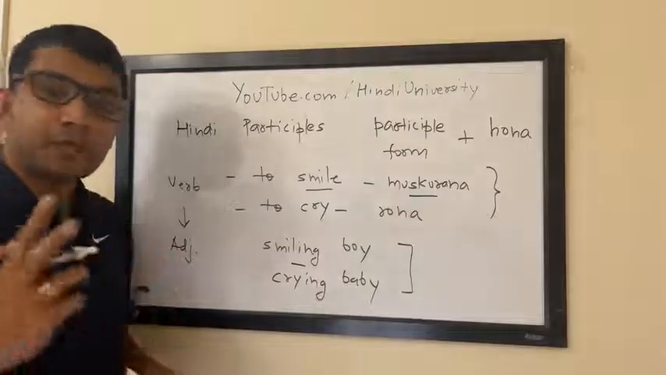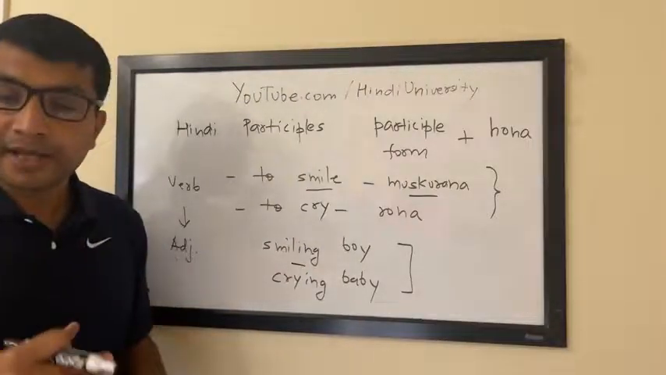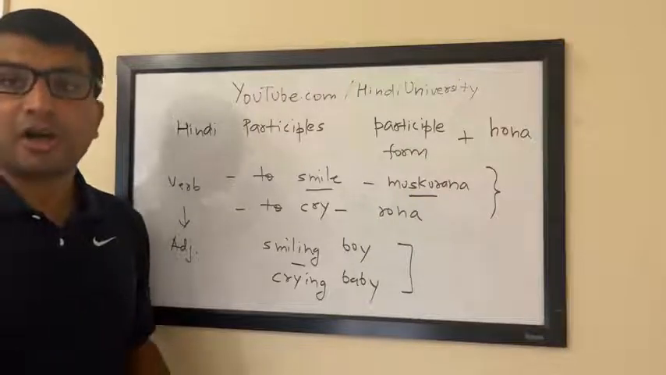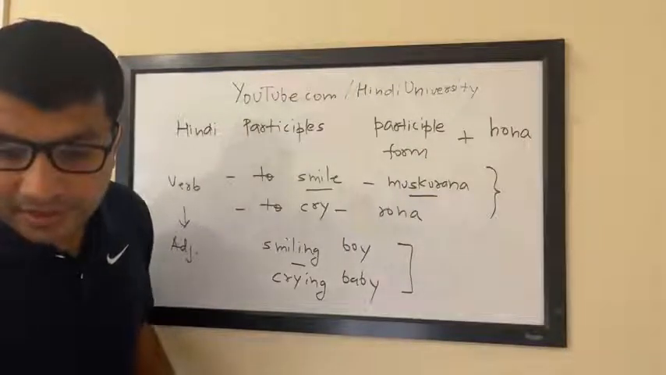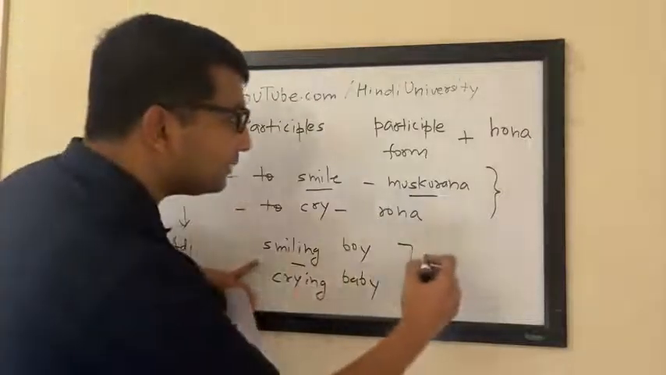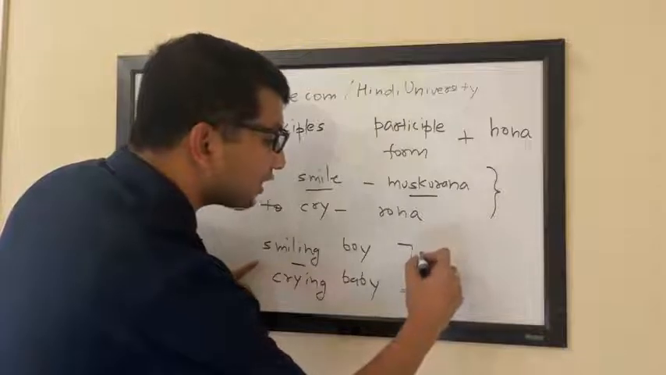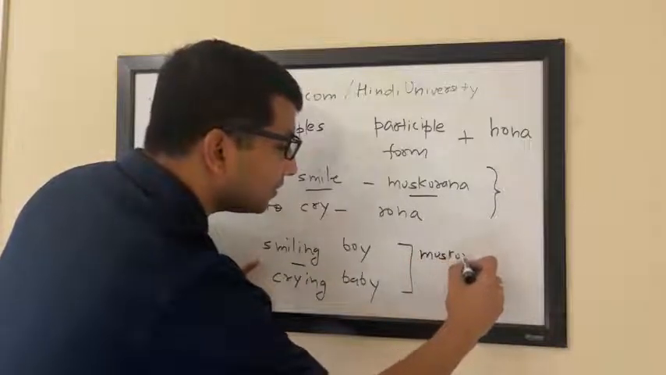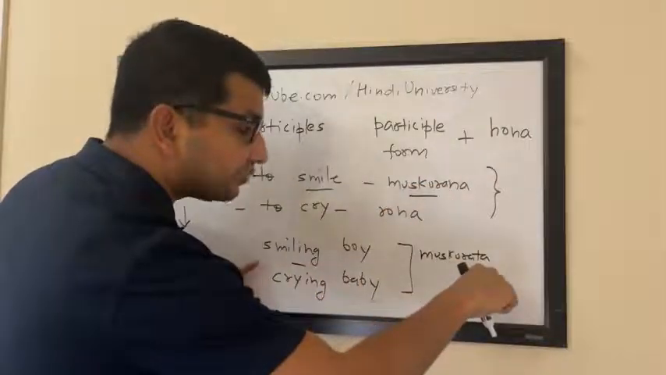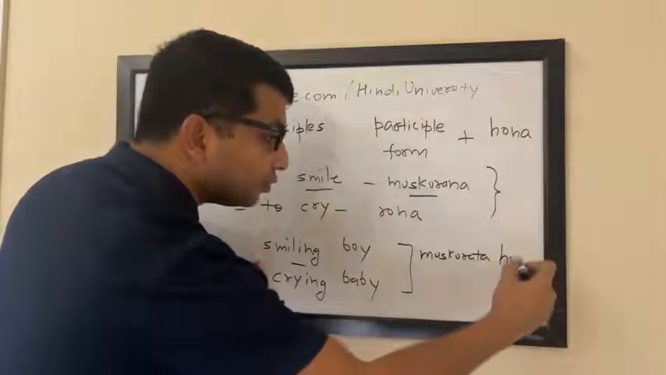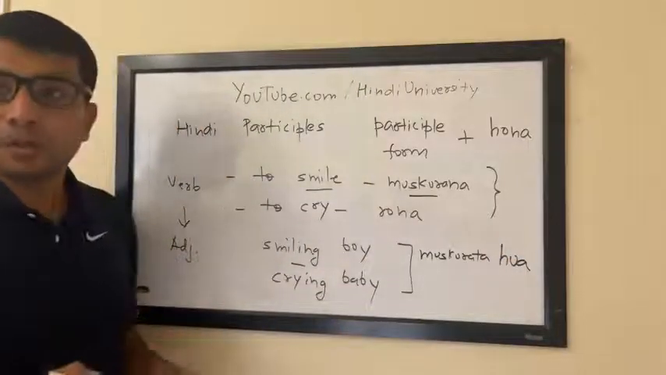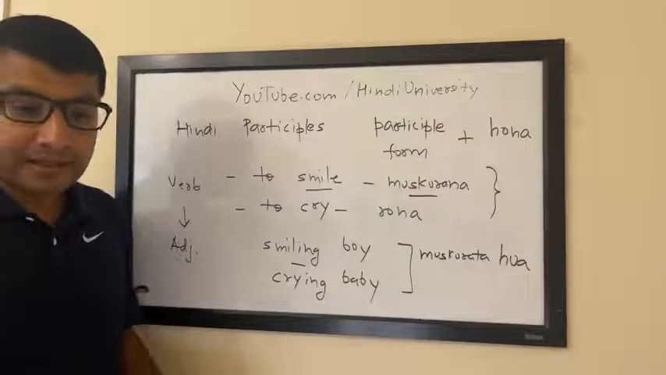we learned there are two types of participle, imperfective and perfective. Imperfective, where the thing is continuing, whereas perfective, where the thing already happened. So for smiling boy, we said it's muskurata. We change muskurana to the imperfective participle form, and we put hua because boy is masculine singular, and we said muskurata hua ladka, and that does the magic for you.